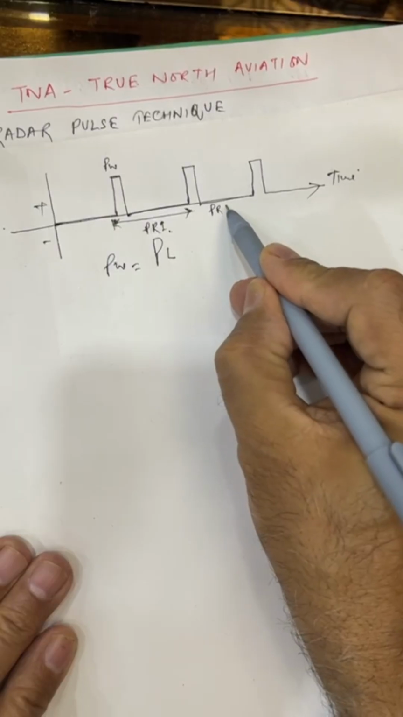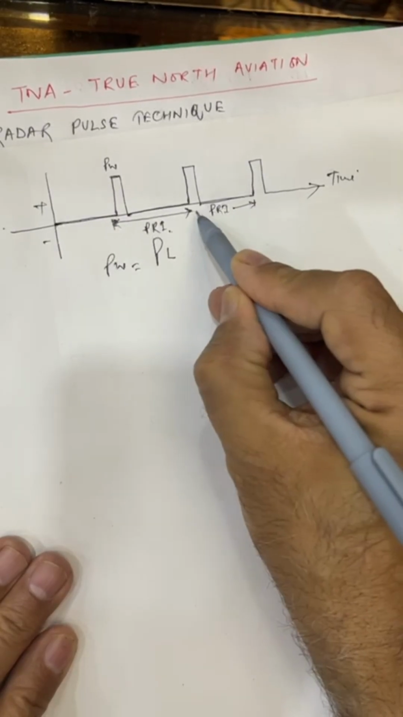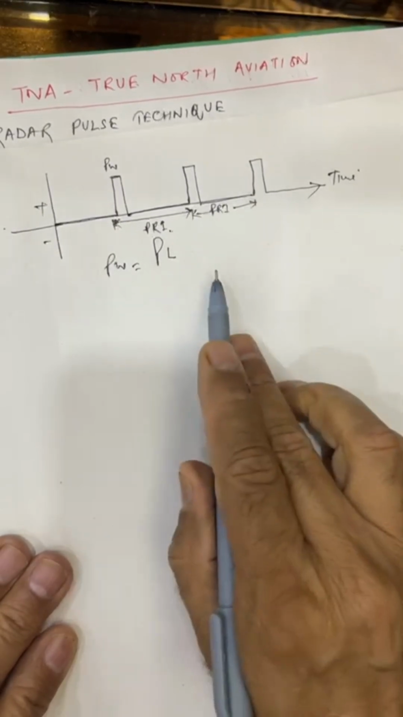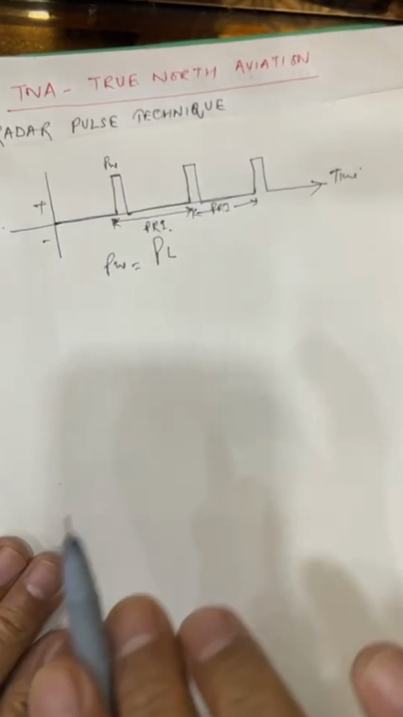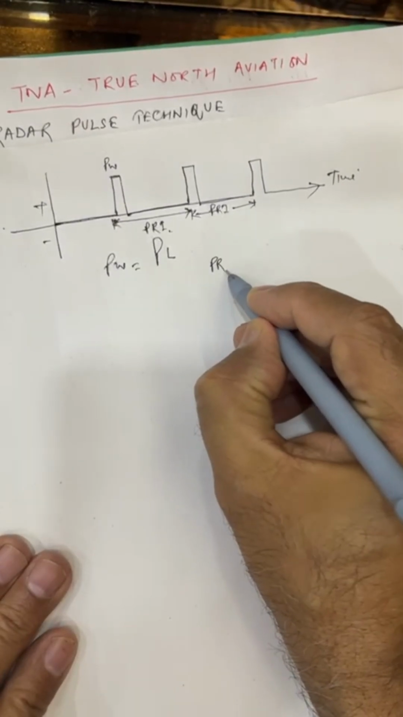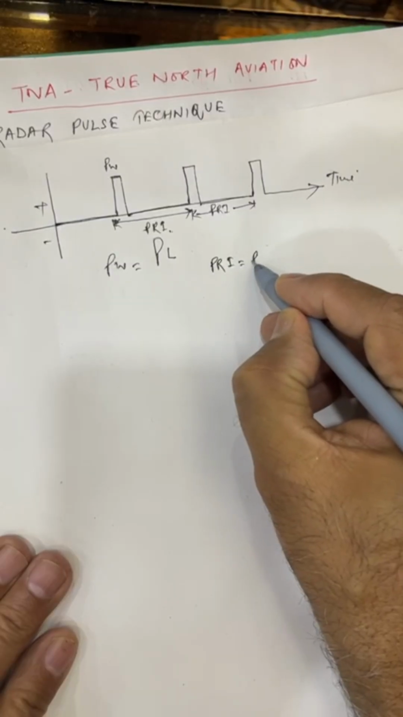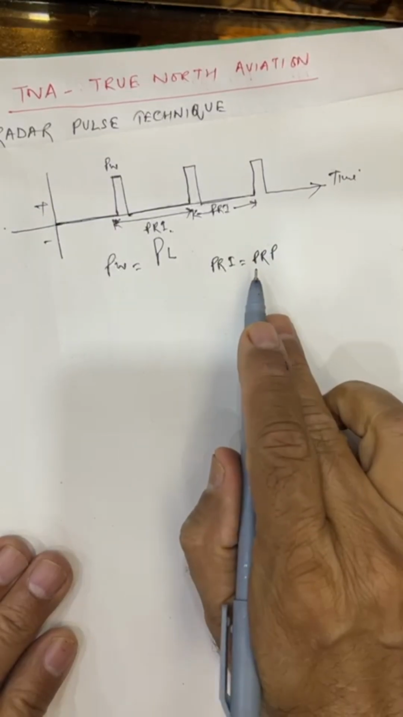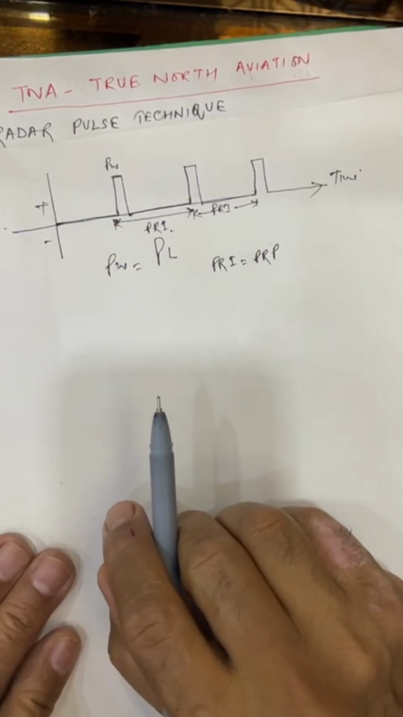This is also called PRI. This is PRI or PRP. Both are the same thing. PRP means pulse reoccurrence period.